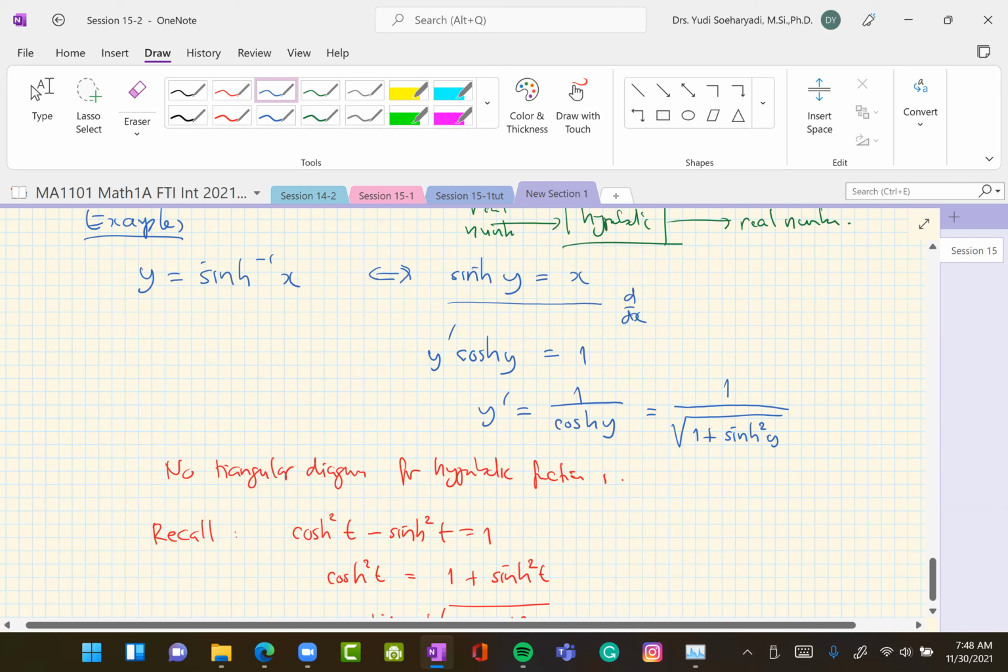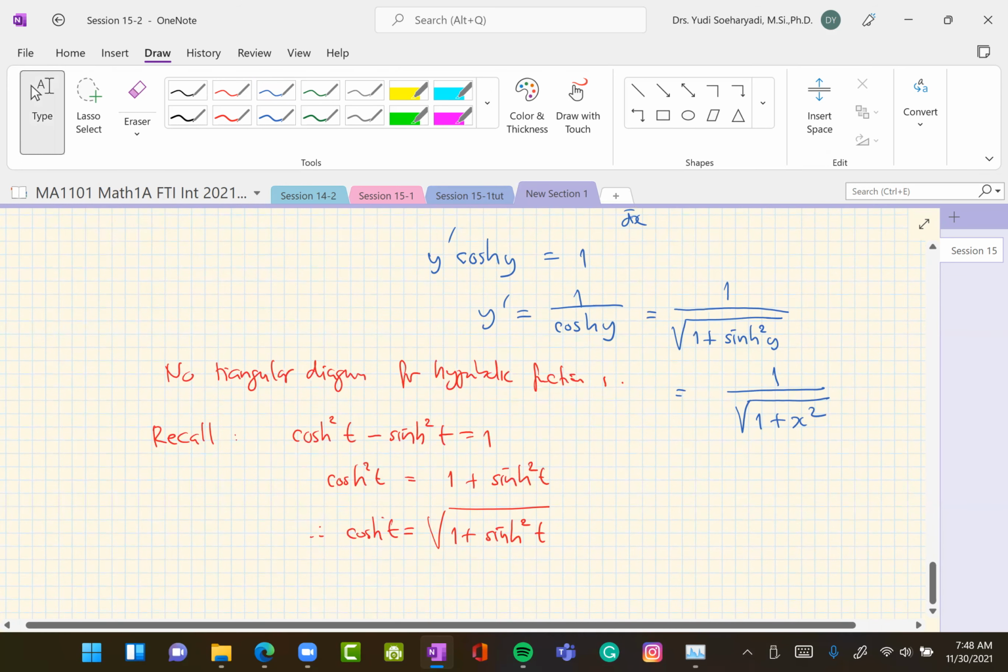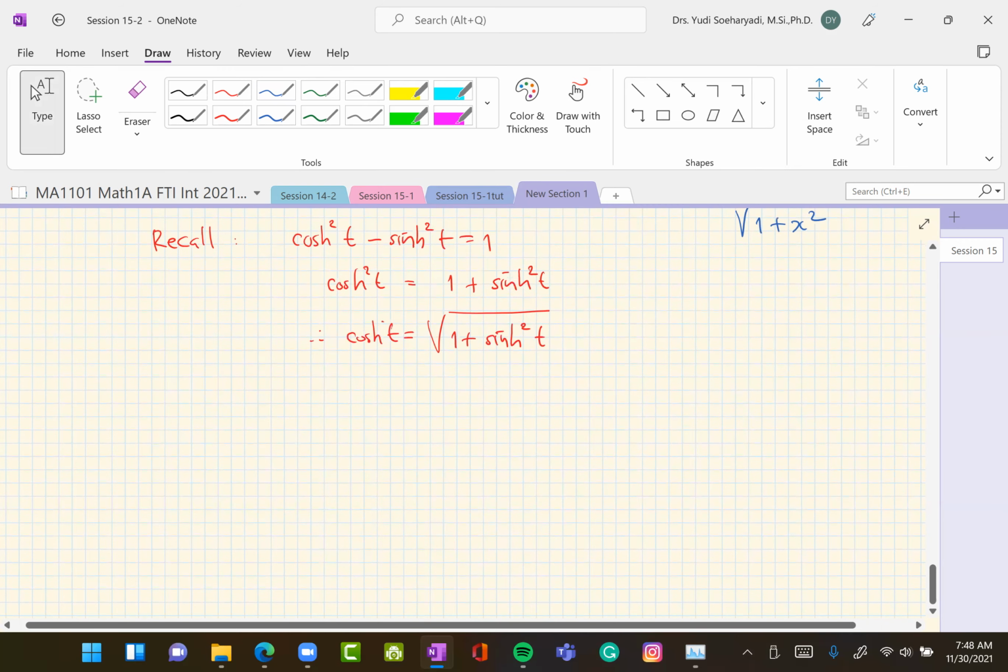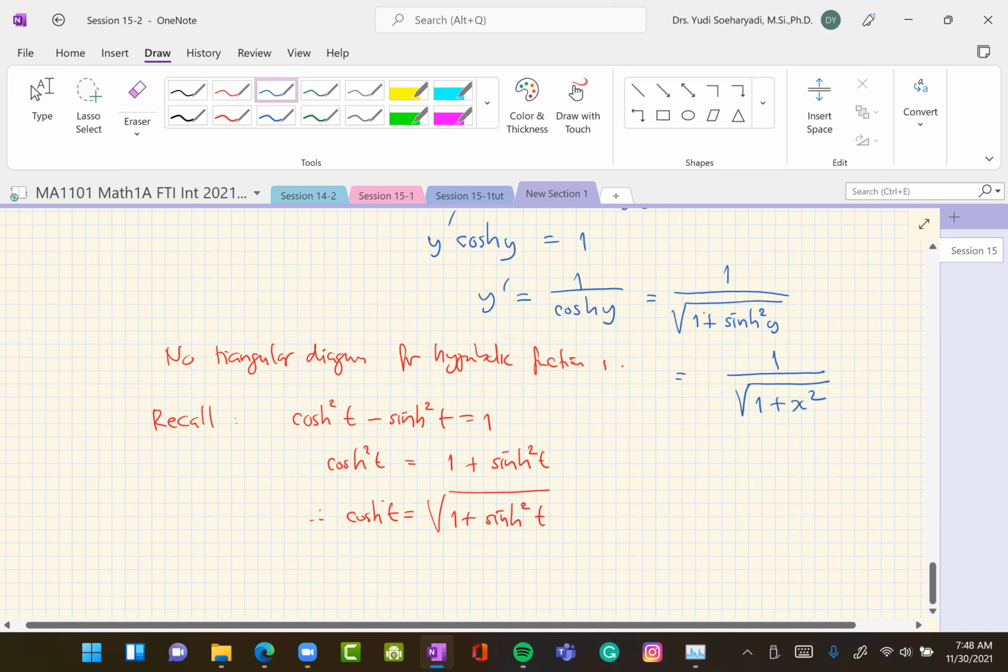But sine hyperbolic y is x. So that means this is 1 plus x squared. Okay. And if you recall trig functions, if you have y equals, sorry, let me just write down directly here. Dx of sine inverse of x is 1 over square root of 1 minus x squared. See comparison? The sign's different. Whenever you have plus, become minus, minus become plus.